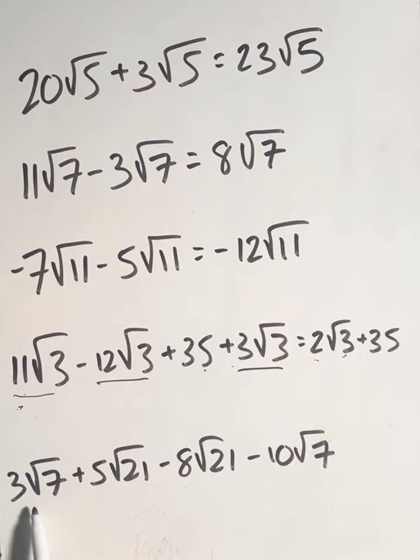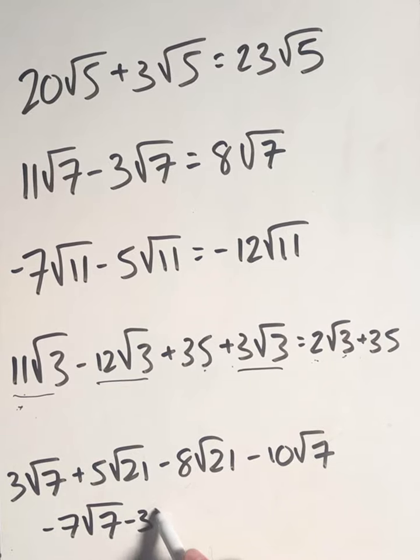Down here, we'll combine the 3 radical 7 and the negative 10 radical 7. So 3 minus 10 would be negative 7. So negative 7 radical 7. And then we have positive 5 minus 8, which would be minus 3 radical 21.